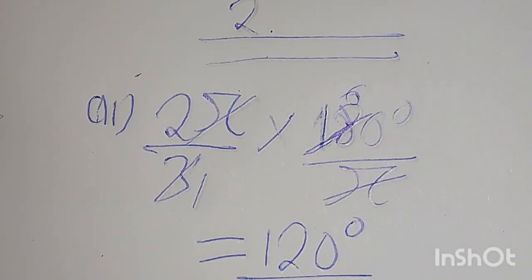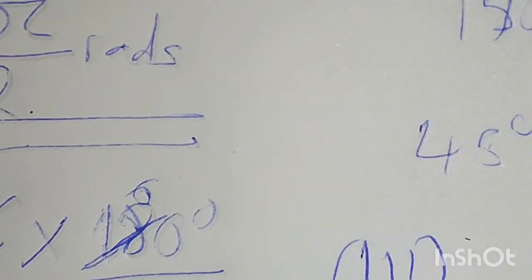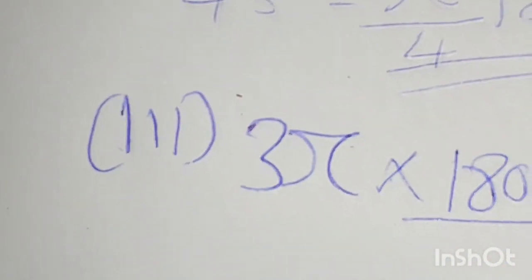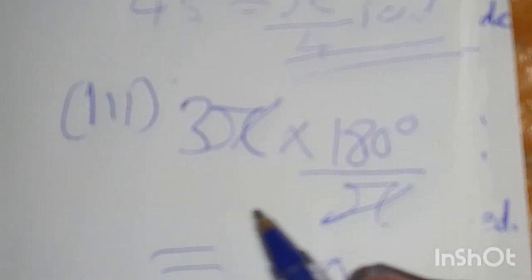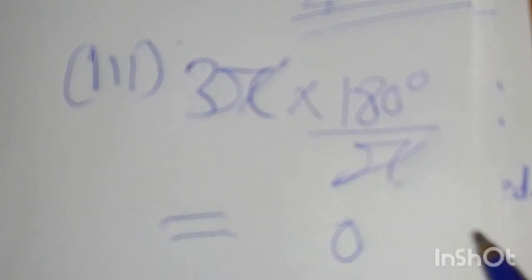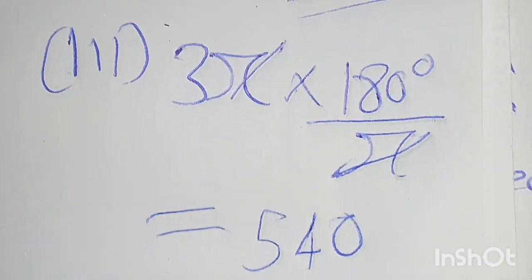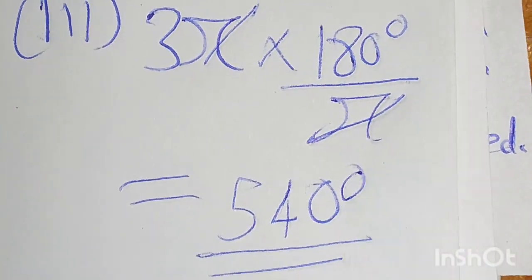Then you also have our third one, which is 3 pi. So 3 pi multiplied by 180 degrees over pi. So that pi and pi will cancel. So 180 times 3. 3 times 0, it's 0. 3 times 8, it's 24. So you have a 4 here. 3 times 1, it's 3 plus 2, which is 5. So 540 degrees. That's how you convert from degrees to radians and radians to degrees.